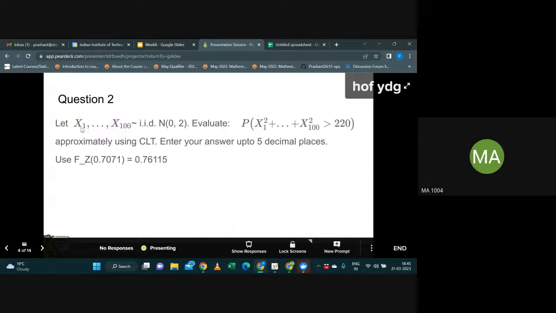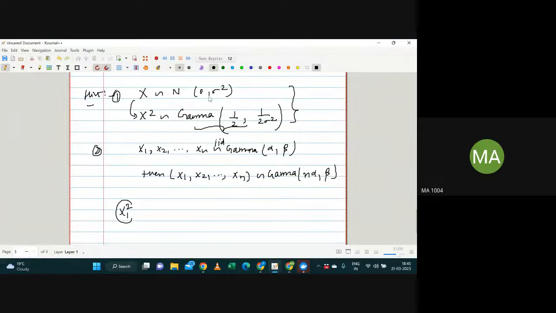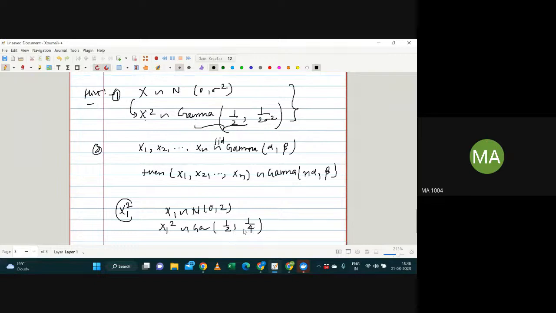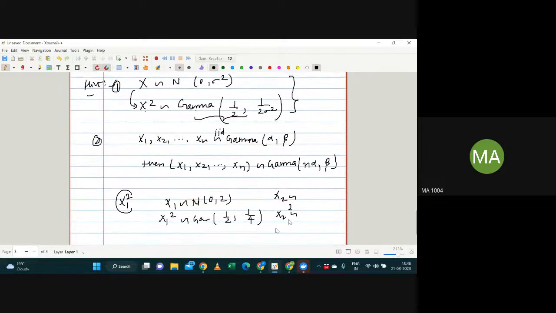From here, we have X1 to X100 normal 0 comma 2, and we have to find the probability of X1 square plus so on plus X100 square. If X follows normal 0 comma sigma square, then X square follows gamma half comma 1 by 2 sigma square. So X1 follows normal 0 comma 2, and X1 square will be gamma 1 by 2 comma 1 by 4. Similarly X2 square.